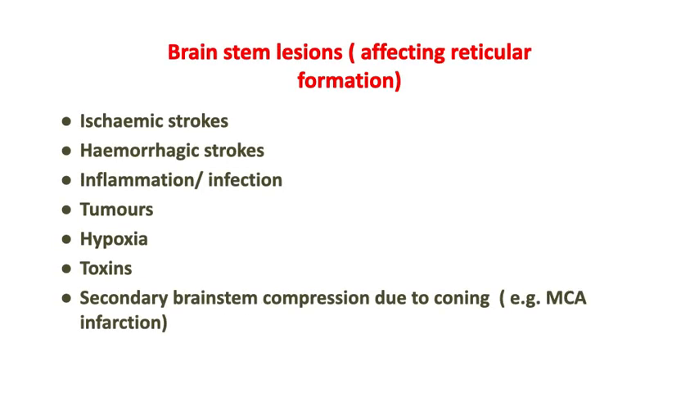Brainstem lesions affecting the reticular formation can cause impaired consciousness. Ischemic or hemorrhagic strokes, inflammation or infection, tumors, hypoxia, toxins, and secondary brainstem compression due to coning, like from a middle cerebellar artery infarction or a large massive cortical hemorrhage, can cause drowsiness.